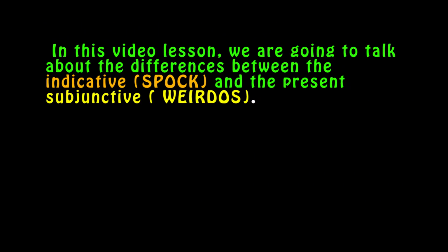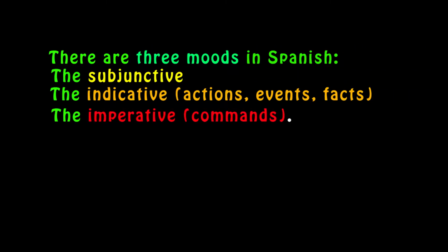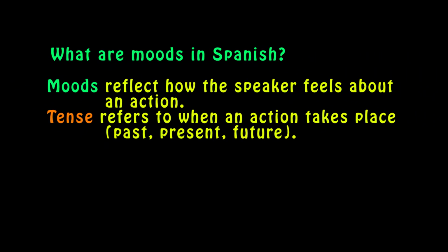In this video lesson, we're going to talk about the differences between the indicative SPOCK and the present subjunctive WEIRDOS. The subjunctive is one of three moods in Spanish, the other two being the indicative (actions, events, facts) and the imperative (commands). Moods reflect how the speaker feels about an action, while a tense refers to when an action takes place: the past, the present, the future.